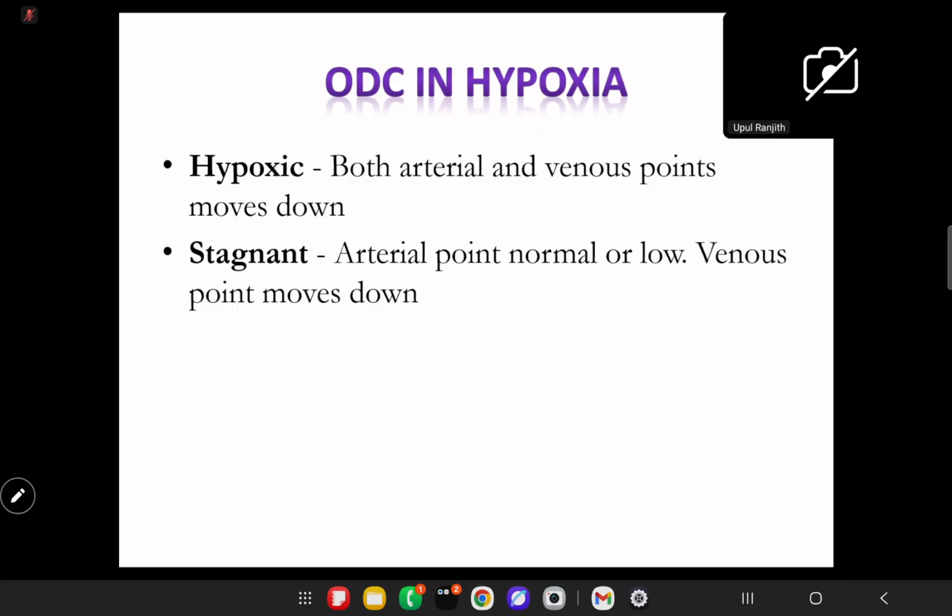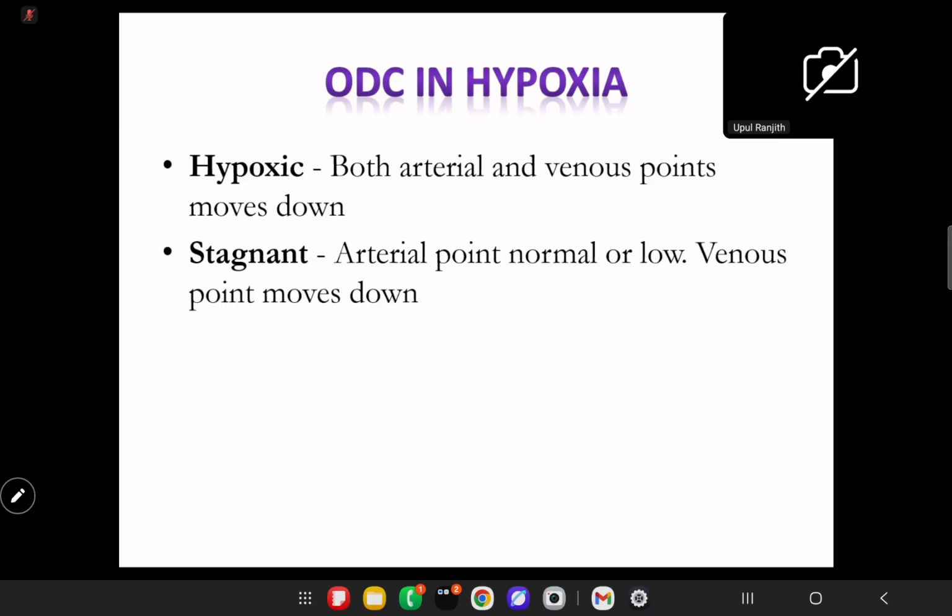Then in stagnant hypoxia, cardiac output is low, such as in heart failure or even after myocardial infarction. You might not be producing an adequate cardiac output of 5 liters, you might be producing, say, 3 liters. So 3 liters circulate in your vascular system in 1 minute. That means the circulation is slow, and therefore the oxygen flux is reduced.